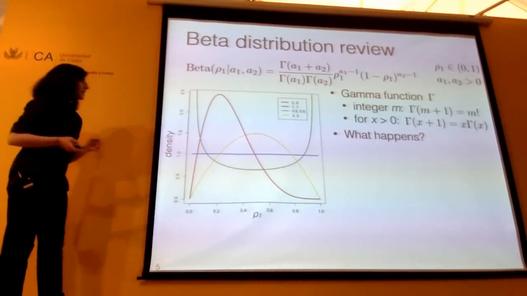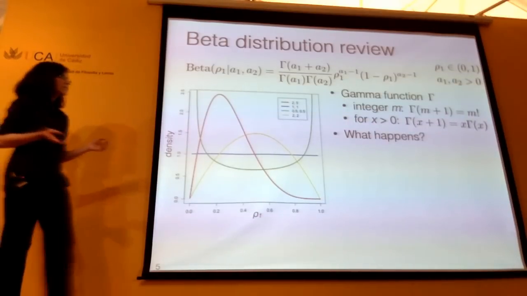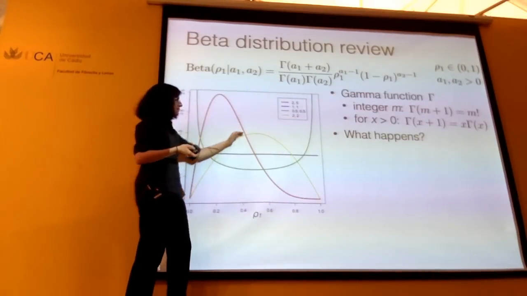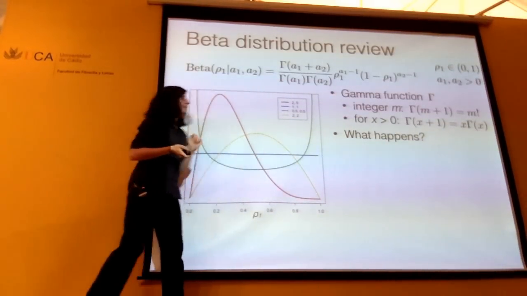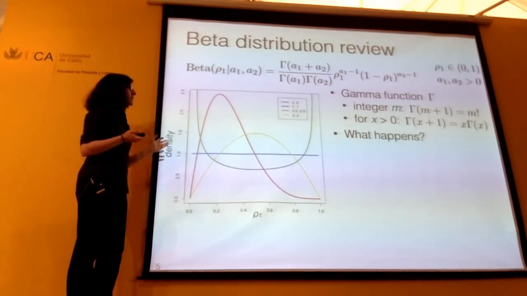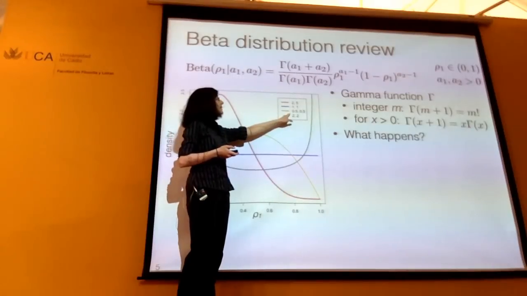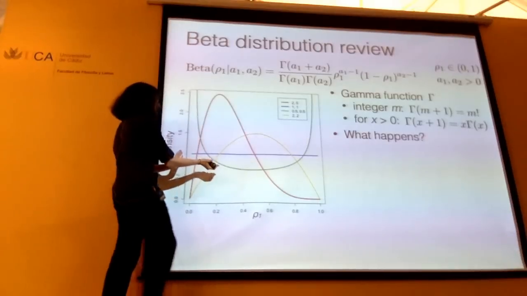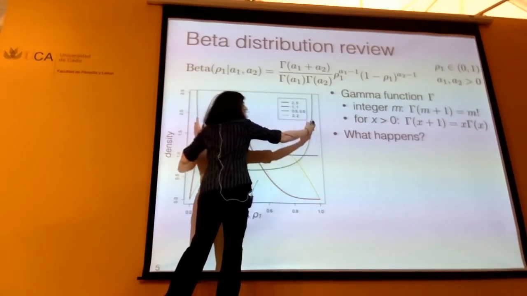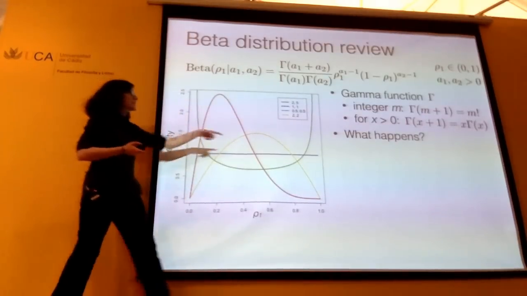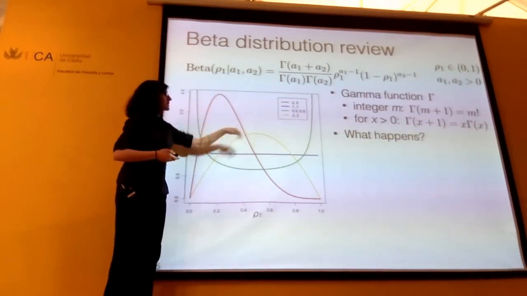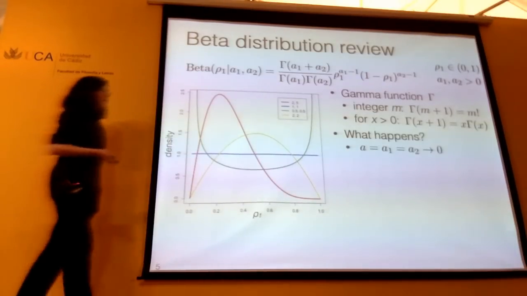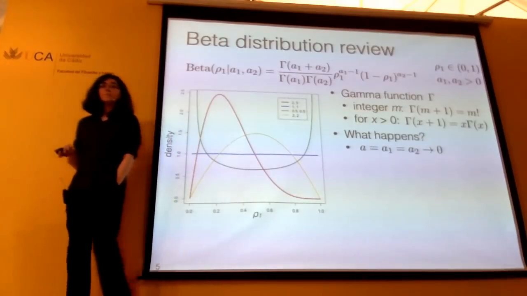On the other hand, if I set my two parameters, A1 and A2, to something larger than 1, like 2 and 2, I get something that seems to be peaking more around 0.5. If I set my beta parameters to less than 1, like 0.5 and 0.5, then I get something that tends to peak more around 0 and 1. And I can also set them to be different values, 2 and 5, in which case I get something like this.